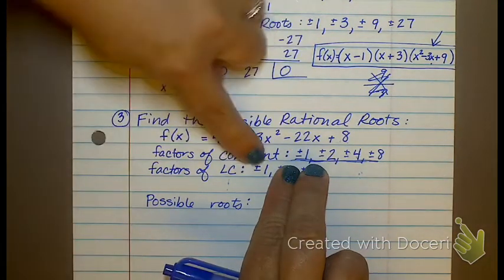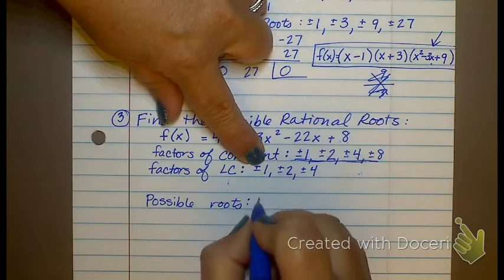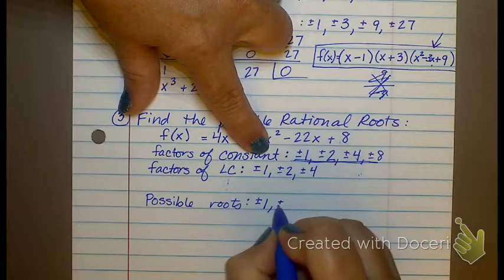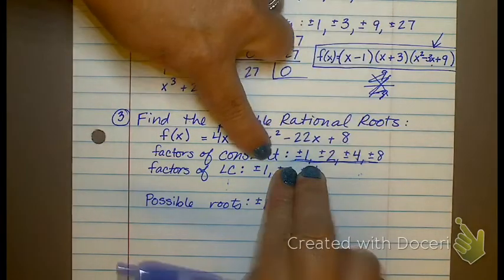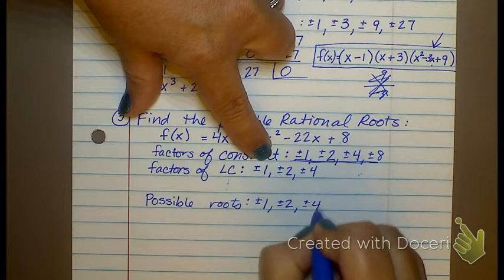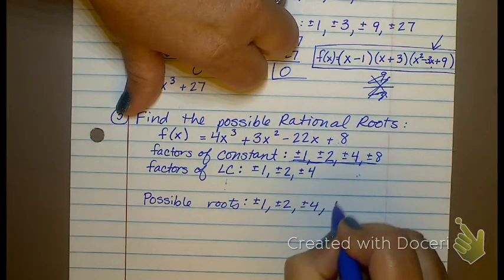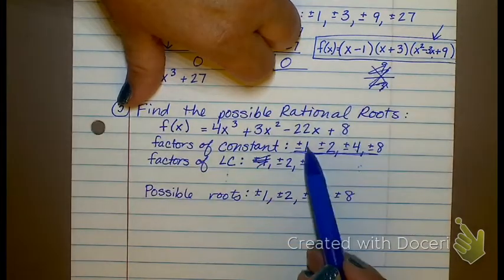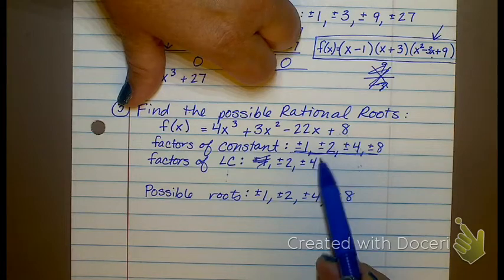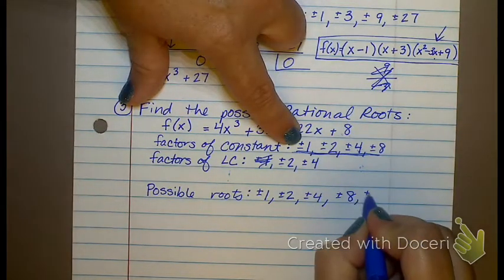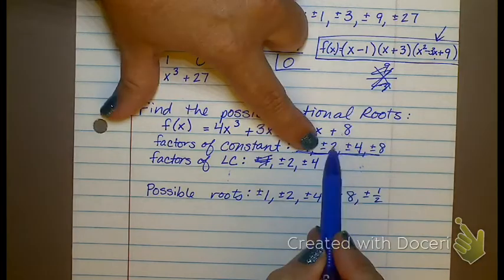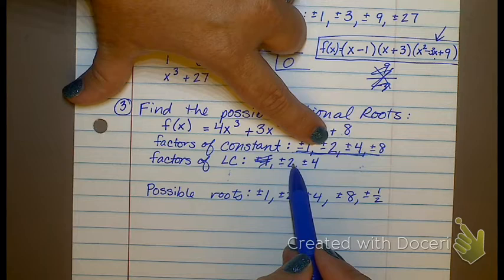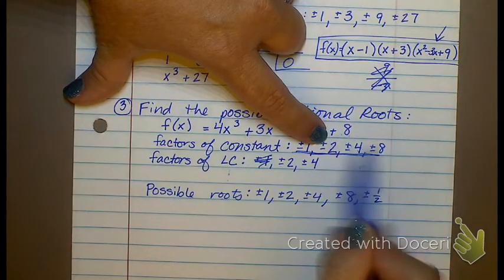So 1 over 1 is 1. That's on my list. 2 over 1 is 2. That's on my list. 4 over 1. 8 over 1. All right, I'm done with the 1. Now I have to put them all over 2. 1 over 2. And then 2 over 2. What does 2 over 2 become? 1. It reduces to 1. Is 1 already on my list? Yes. So I don't need to add that to my list.